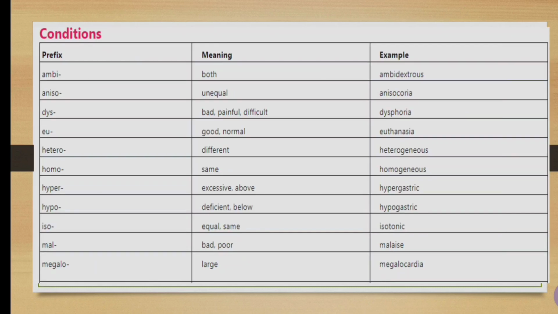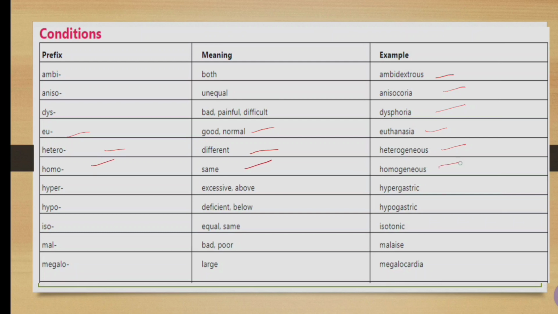Let us see some prefixes related to conditions. Ambi means both, for example ambidextrous. Aniso means unequal, for example anisocoria. Dys means bad, painful, difficult, for example dysphoria. Dysphoria is a mental state of dissatisfaction. Eu means good or normal, euthanasia. Hetero means different, heterogeneous.